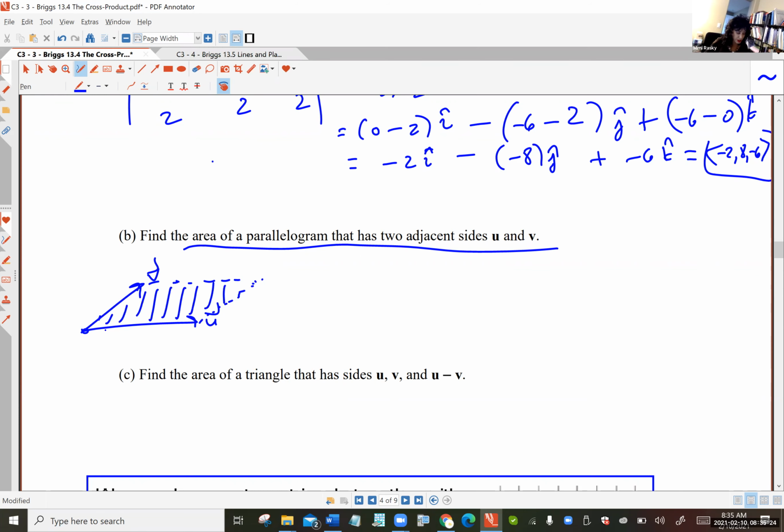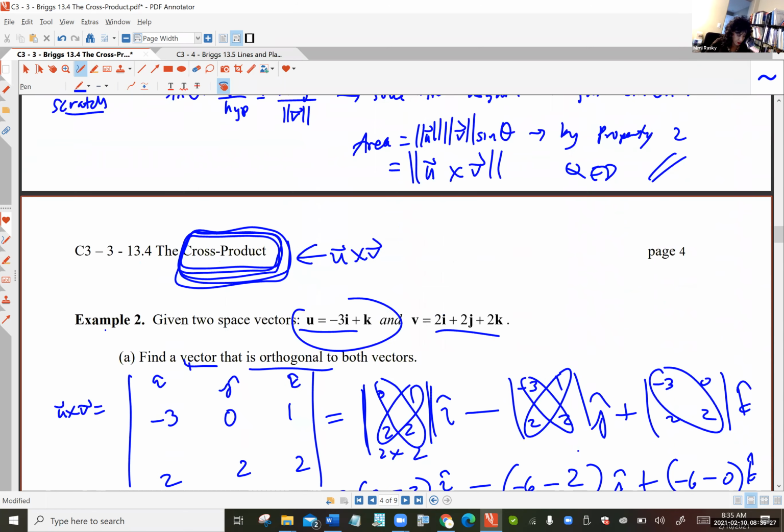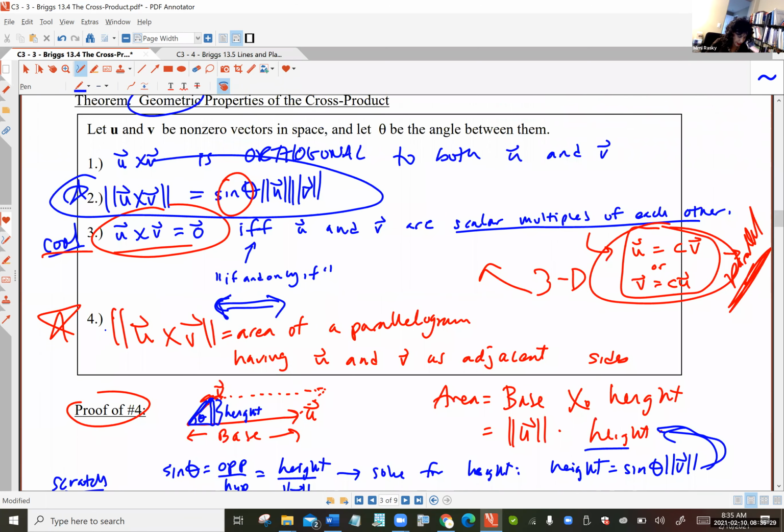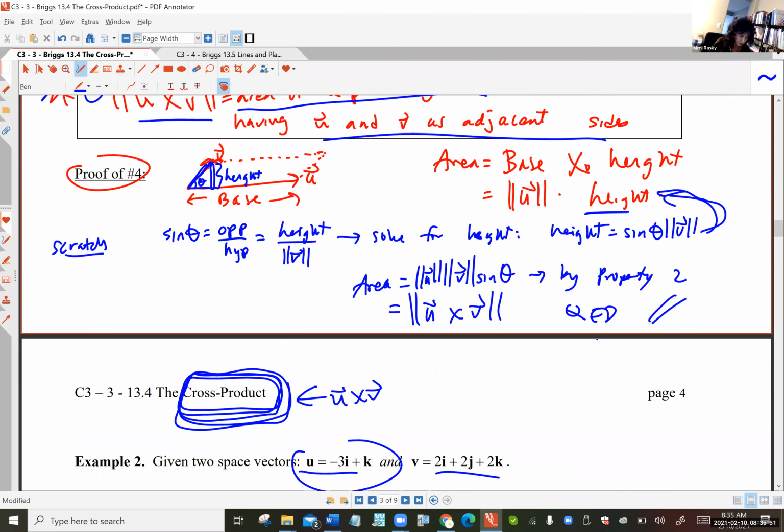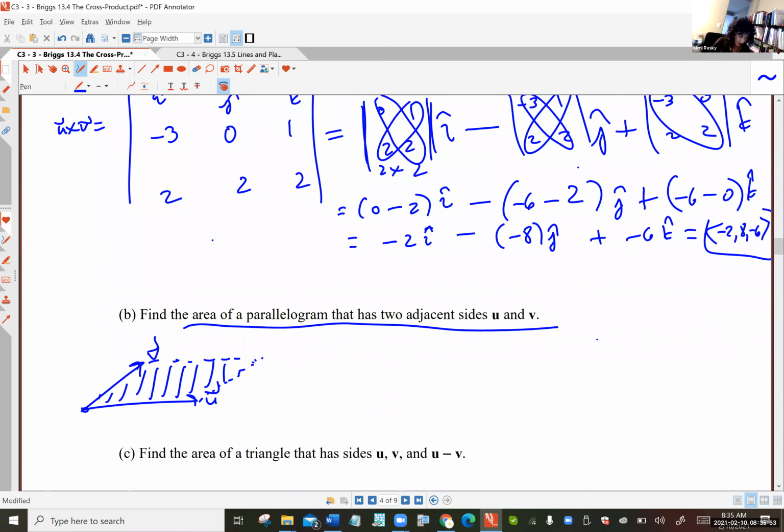And good news, we don't have to do much to do letter B, because if you look back at one of these theorems on the previous page, it says, and this is problem number 4 property here, if you take the magnitude of the cross product of two vectors that are non-zero, of course, and not pointing in the same direction, it will give you the area of a parallelogram having U and V as adjacent sides. Fantastic. Good news. We already did part of the problem then, because we already did U cross V. So all we have to do is take the magnitude of our U cross V, and then we'll have our answer. Fantastic. So here's our U cross V.